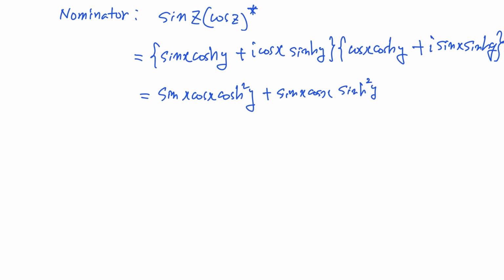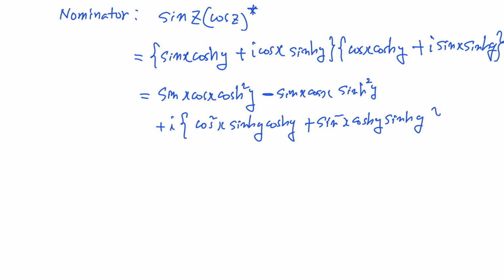So it's sine x cosine hyperbolic y plus i cosine x sine hyperbolic y times this. So we have a minus sign here, right? Plus the complex part, cosine square x sine hyperbolic y cosine hyperbolic y plus sine square x cosine hyperbolic y sine hyperbolic y. So it turns out that it's sine x cosine x plus i sine hyperbolic y cosine hyperbolic y.